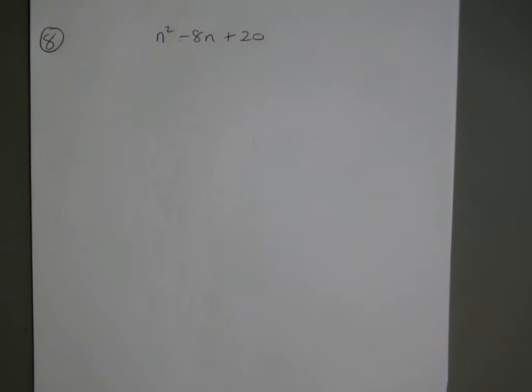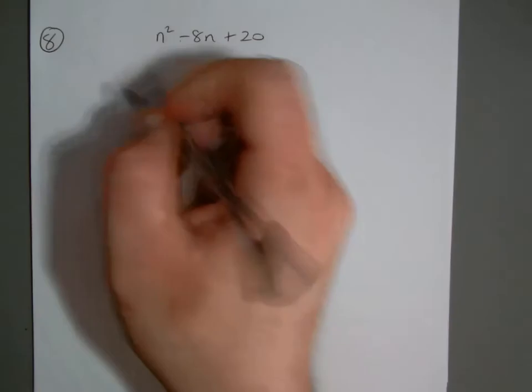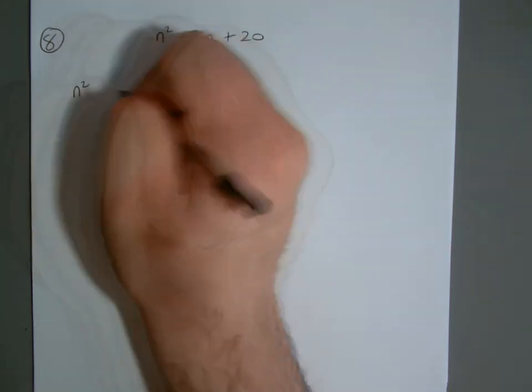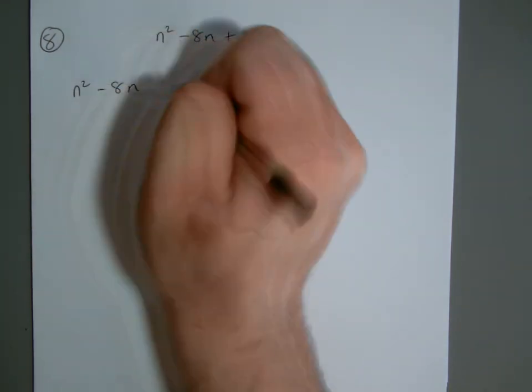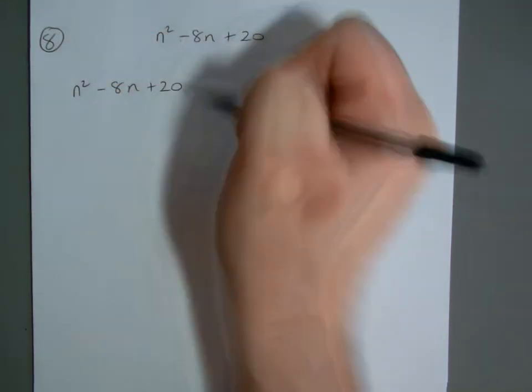To prove that this quadratic expression is positive for all values of n. So how do we show that a three-term quadratic is positive for all values of n? Well, we use the completing the square method. If you recall completing the square, we can actually show that this will never be negative, and in fact will always be positive.